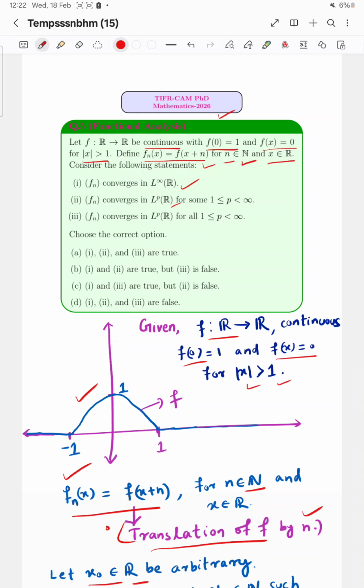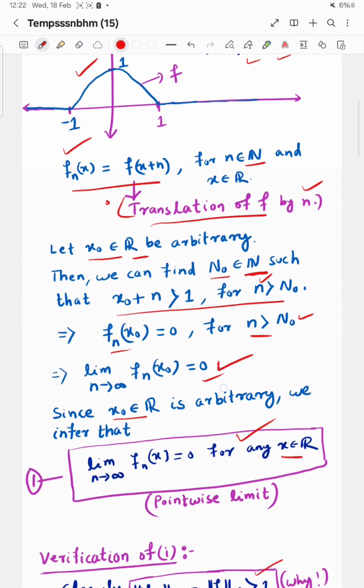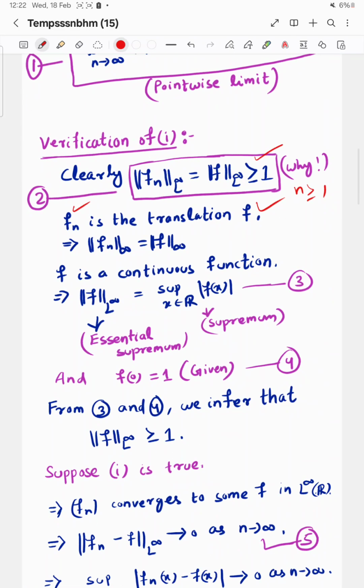Since our natural number n is positive, the graph will shift to the left. But whether it shifts right or left, there is no problem, because the graph will remain the same and so the supremum value will remain the same. So from the geometry it is clear.